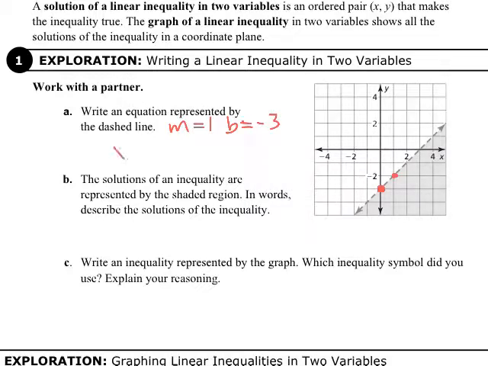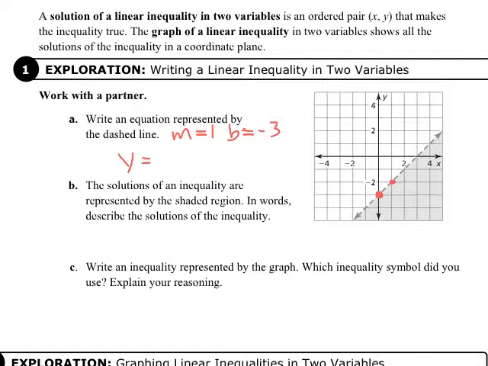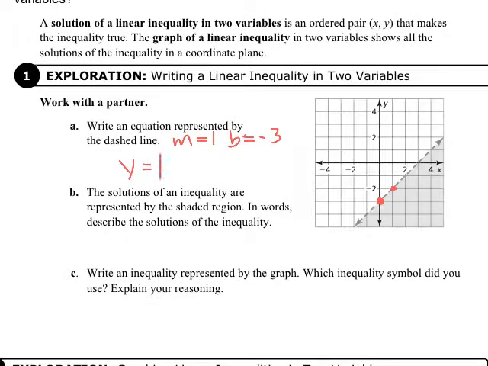So I have y equals 1x minus 3, right? Except I'm not going to use an equal sign. It says write an equation, so I use an equal sign there. But down in C, do you see that it says write an inequality represented by the graph? So let's think about this.